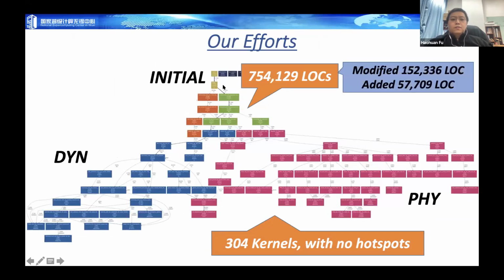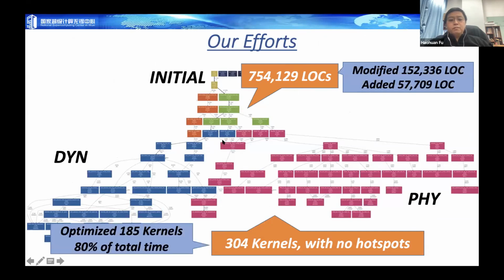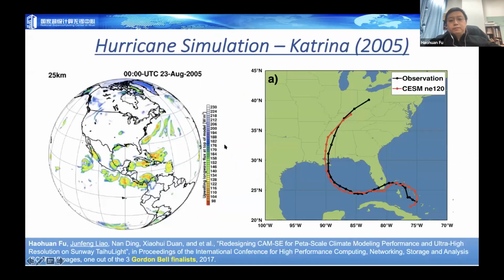Of the 750,000 lines of code, we have modified 1,050,000 of that and added another around 60,000 lines of code. And for all the different kernels, we have pretty much covered 80% of the total runtime to make it more suitable and more efficient on the Sunway architecture.